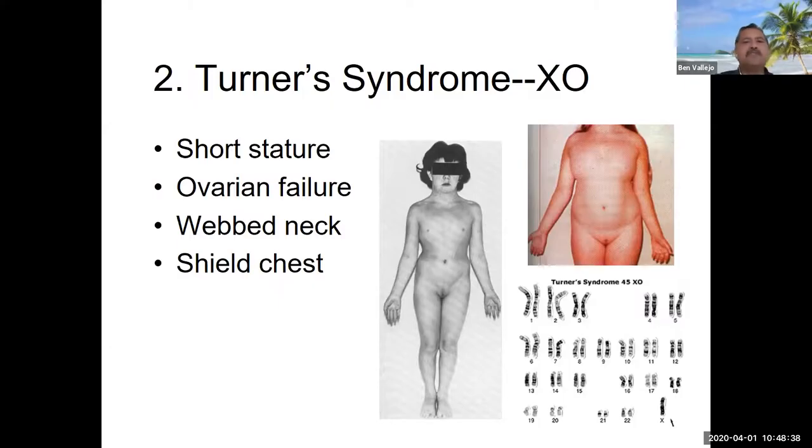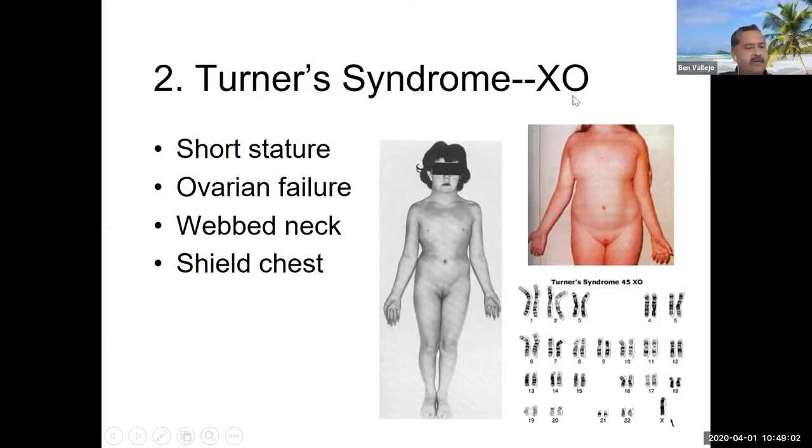A person with Turner syndrome has these characteristics. They have a short stature, ovarian failure, webbed neck, and a shield chest. And you can see in the karyotype right here, there's nothing there, it's missing. So this is a female, she has an X. So that's why up here it says XO, because there's no second chromosome.